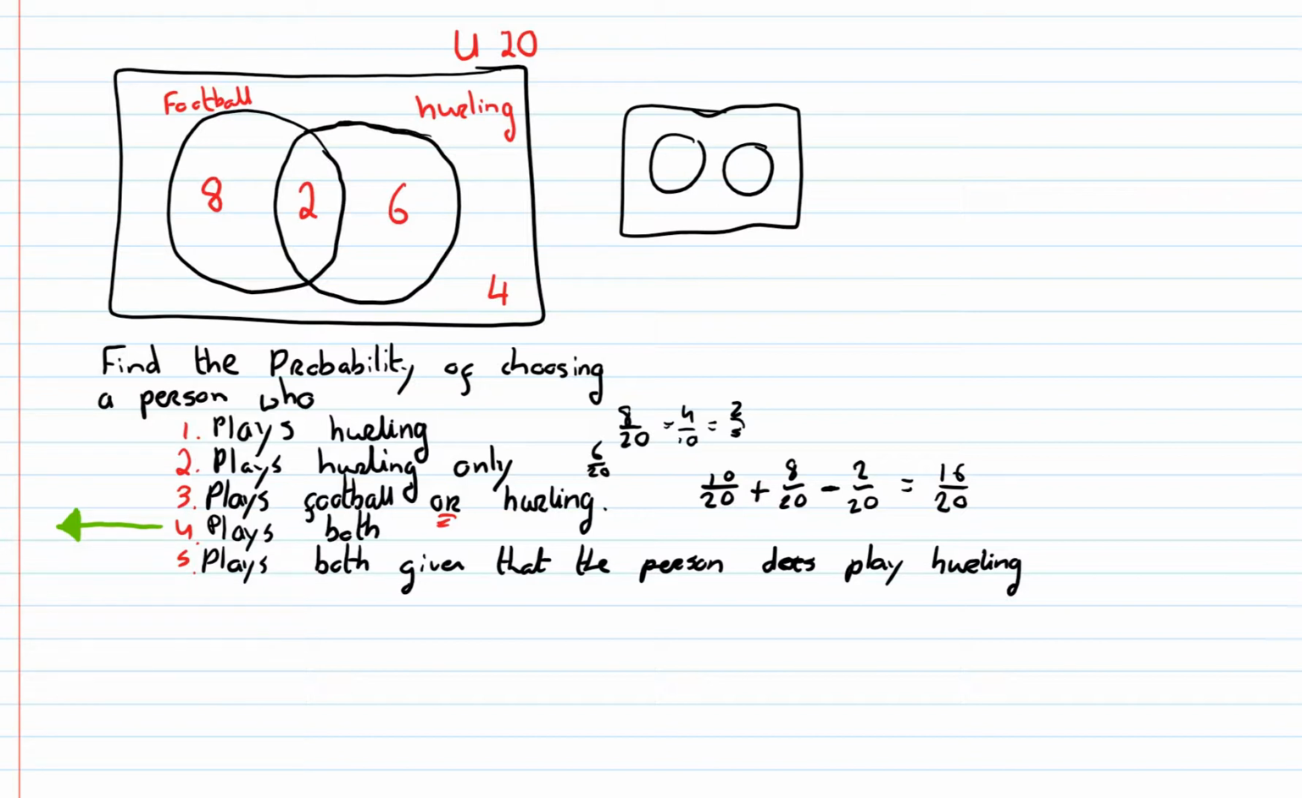Plays both, given that the person does play hurling. So get our head around that now. What's the probability of choosing a person who plays both, given that the person does play hurling? So what they're saying is the person we choose, they do play hurling. So it's one of these people. Okay? And they're saying, what's the probability of choosing a person who plays both? So what's the probability of choosing this from the whole lot?